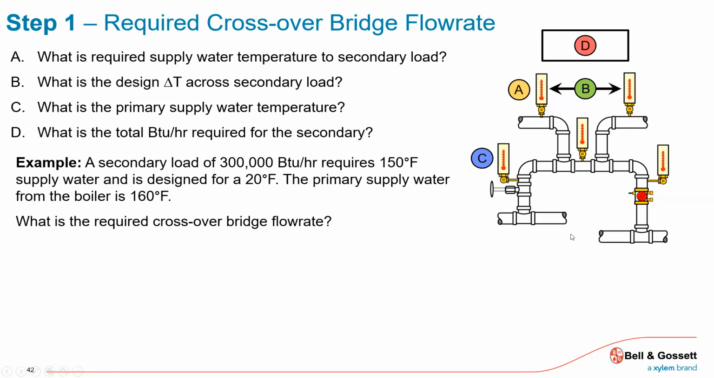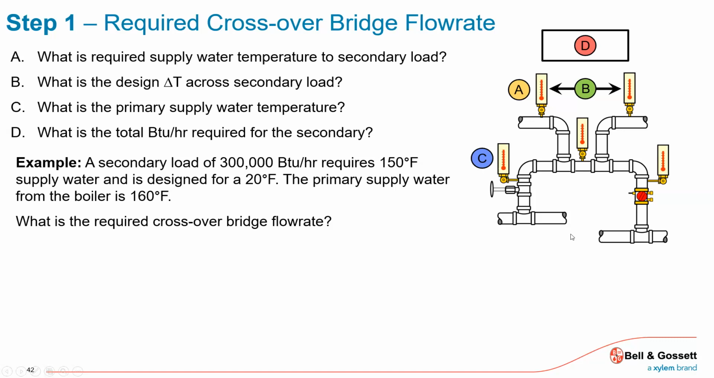Say, hey, as an example, the secondary load up here is 300,000 BTUs. Whatever it is, snow melt, a building, heating, or whatever. It requires a supply temp of 150 degrees with a design delta T of 20. The primary supply, what's coming out of the boiler plant that I have available, is 160. So what that's asking us is, okay, what's the required crossover bridge flow rate? How many gallons a minute of this 160 do I need to provide 300,000 BTUs at a temperature of 150?